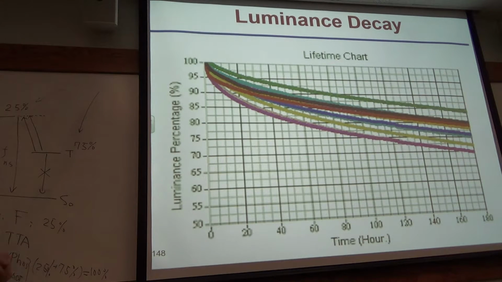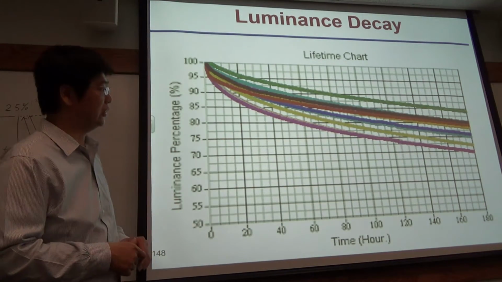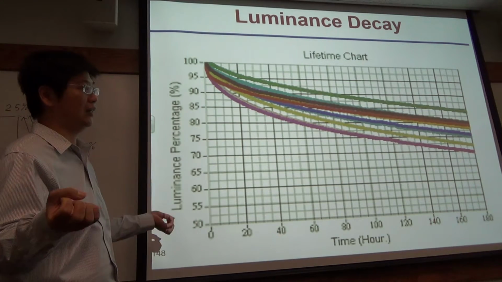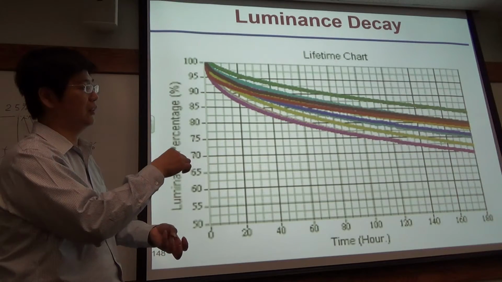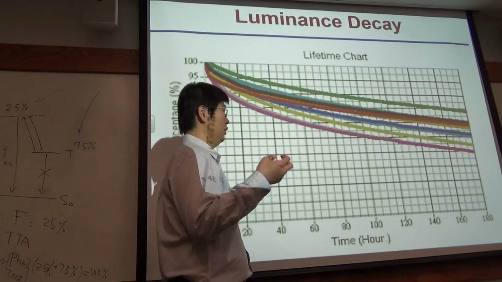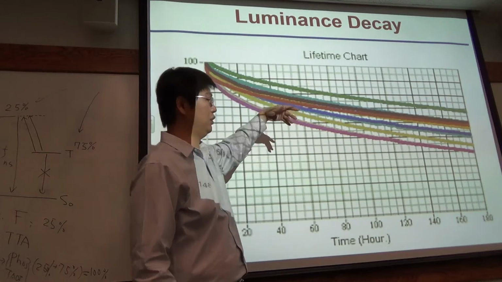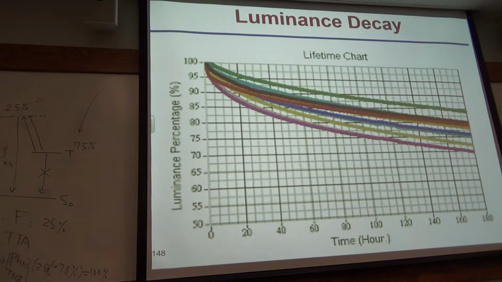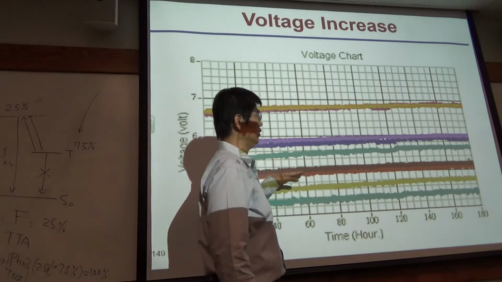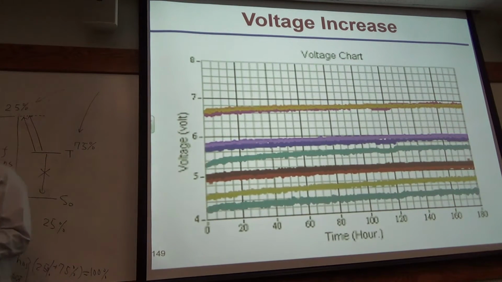So that is a typical lifetime chart when we measure the OLED. We use a constant current. Constant current means we provide the same electron hole pairs into the device and observe the luminance. So the luminance decrease means the efficiency decreases. And the other thing is, because we use a constant current, we can monitor the voltage. The voltage typically increases, which means the resistance of this device increases.